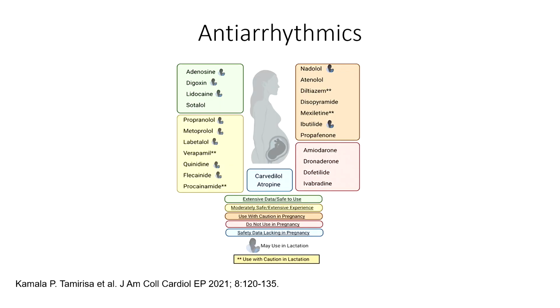So these are the different drugs. We have already talked about the drugs, and the drugs that have been shown to be very safe during pregnancy are adenosine, digoxin, lidocaine, and sotalol. Beta blockers are on the whole safe, but atenolol is not advised. Propranolol, metoprolol, and labetalol are found to be moderately safe and can be used during pregnancy. Atenolol is not the drug of choice, and it has been shown to cause intrauterine growth retardation and different problems inside the fetus. So the beta blocker of choice would be propranolol.